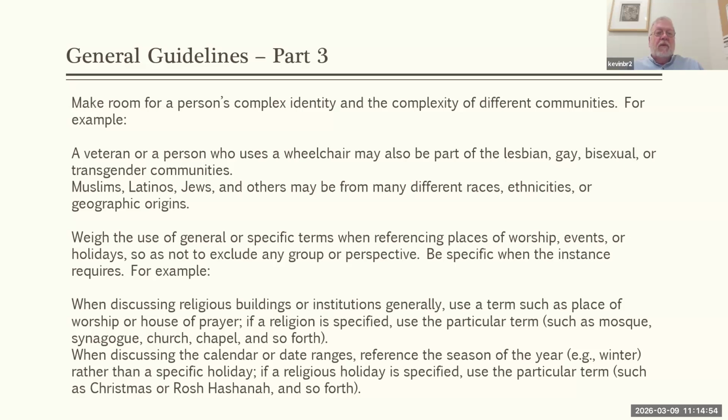When discussing religious buildings or institutions in general, use a term such as place of worship or house of prayer. If a particular religion is specified and appropriate in the case you're using, use a particular term such as a mosque, synagogue, etc. Also, when we're talking about differences in individual holidays, specific cultural or religious holidays, use a specific term. Christmas and Rosh Hashanah are a couple of examples of that.